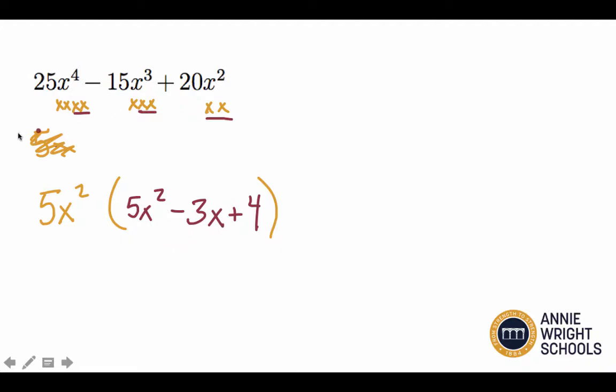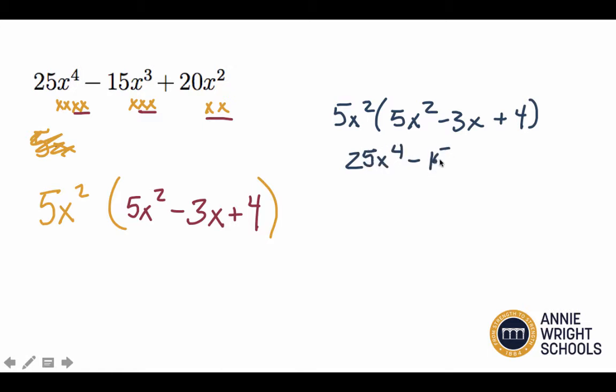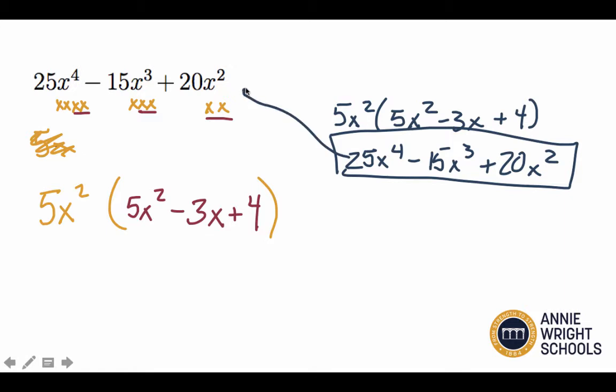So again, you can check your answer. You could then multiply 5x squared times 5x squared minus 3x plus 4. If you multiply that out, you would get 25x to the fourth minus 15x cubed plus 20x squared. And because I got exactly what we started with, I know that this is correct. Now, you have to be careful because just because you multiply it out and you get the same thing doesn't mean you got the answer right.